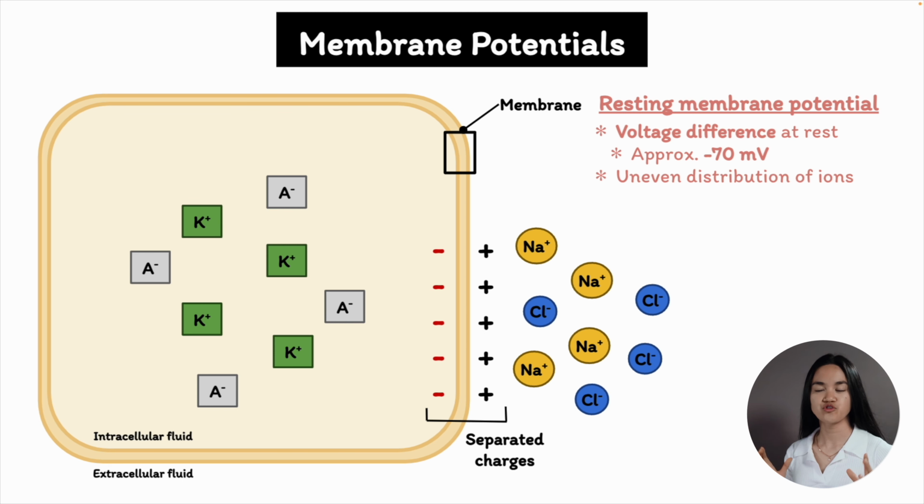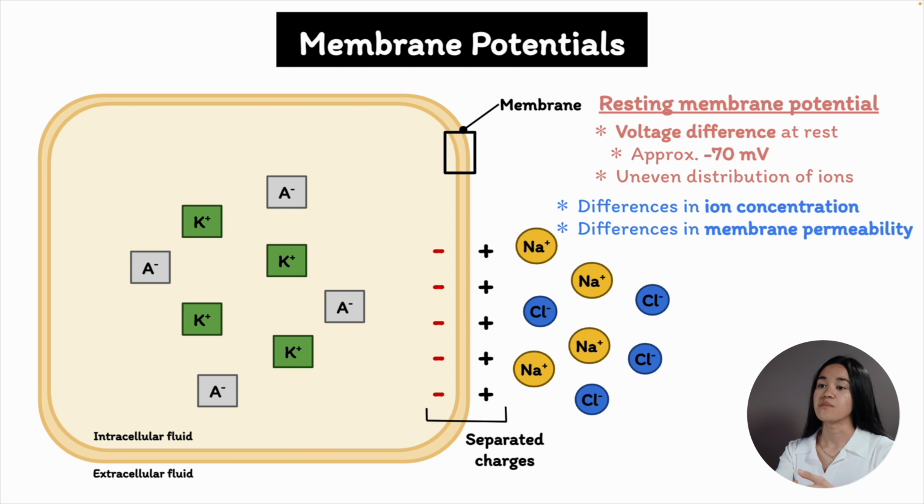Now, there are two major things that determine or establish the resting membrane potential. First is the differences in ion concentrations on the inside and outside of the cell, and the differences in membrane permeabilities to the different ions. With that said, we're going to be focusing on sodium and potassium ions because these are the ions that directly influence or produce the resting membrane potential. In some cells, chloride ions play a role, but let's just focus on sodium and potassium.